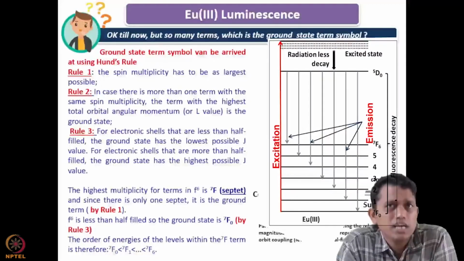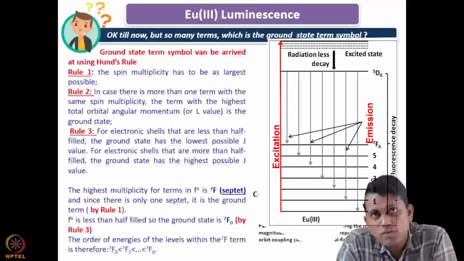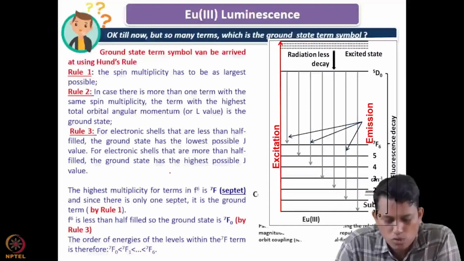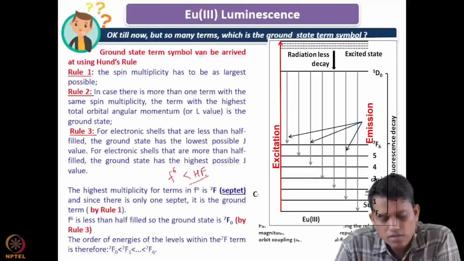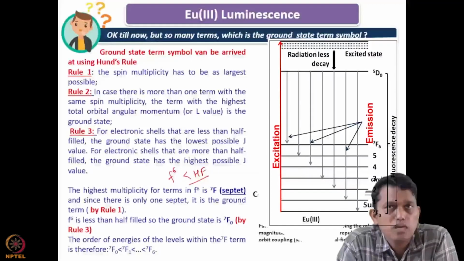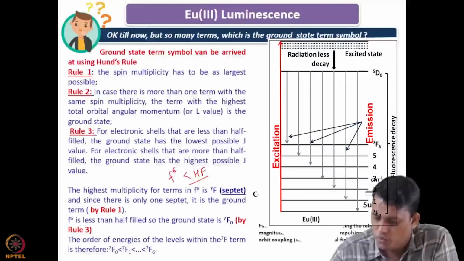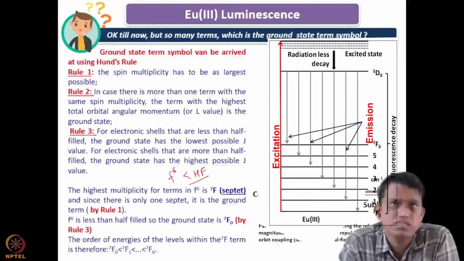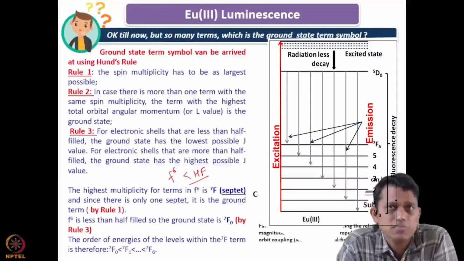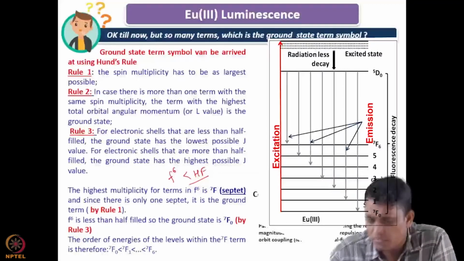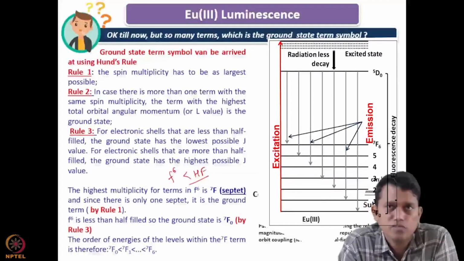Rule 3 is that if the electronic shell is less than half filled, the ground state has the lowest possible J, and if it is more than half filled, it should have the highest possible J. Since we are talking about an f6 system, which is less than half filled, we should have a ground state with the low J value. Since everything has the same multiplicity, you can just arrange them on the basis of J. The ground state should have the lowest value, that is 7F0. So the ground state is 7F0 and the others are 7F1, 7F2, 7F3 and so on.